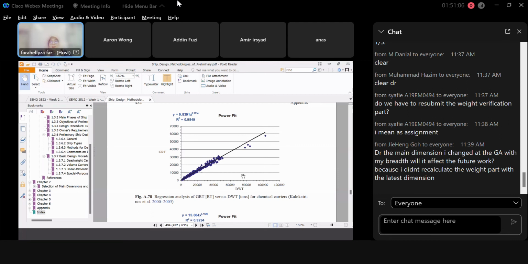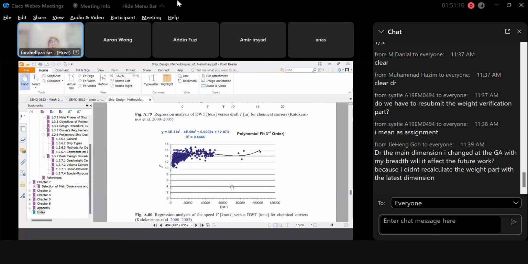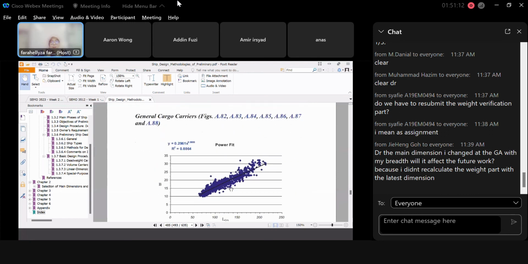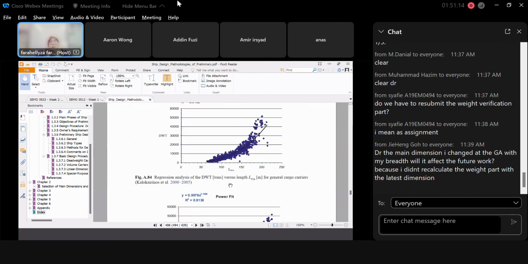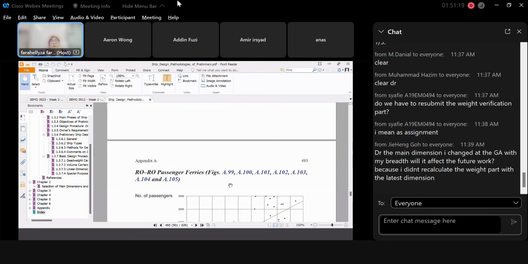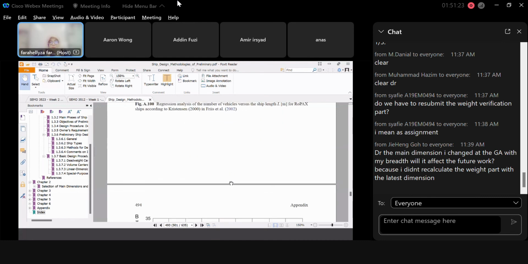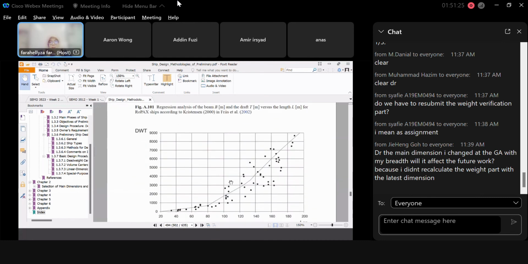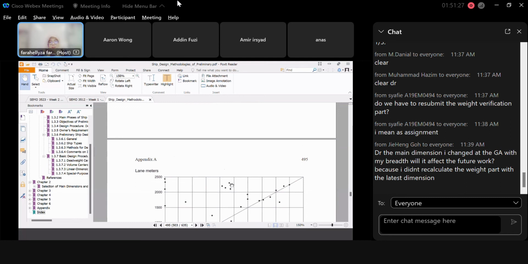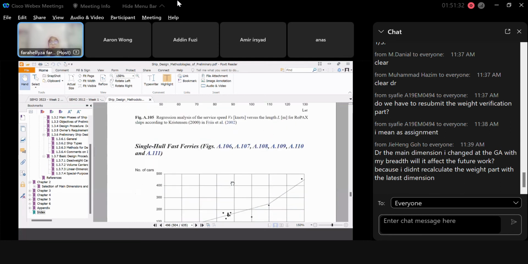This one is for chemical carriers. For chemical, usually I give DWT. This one is general cargo. Let me see in terms of Ro-Ro. So this one is Ro-Ro passenger, basically Ropax. So this one, is there any on this one? I also cannot remember this one.